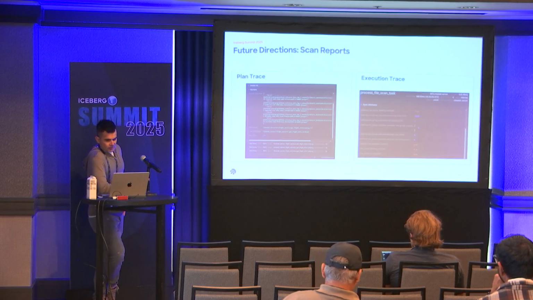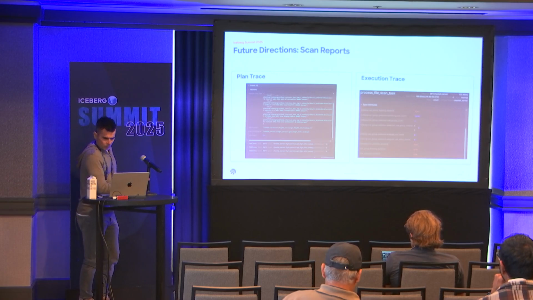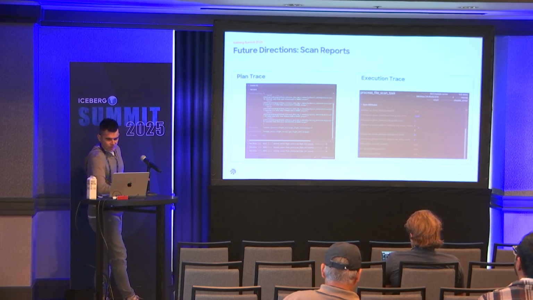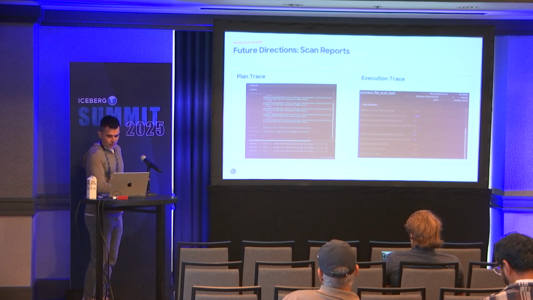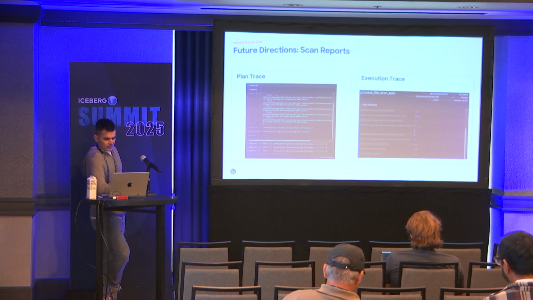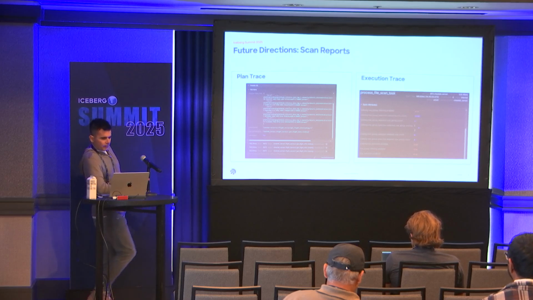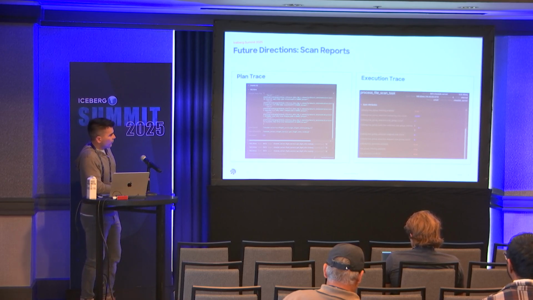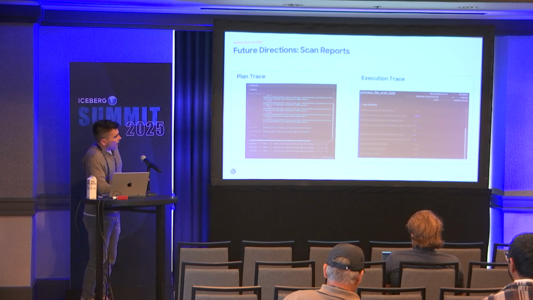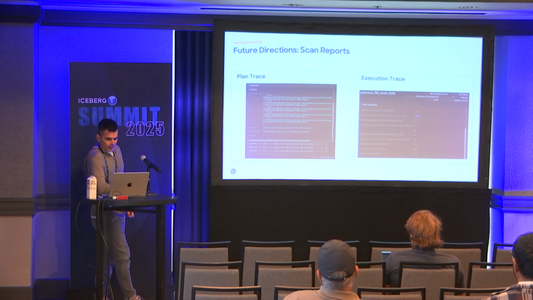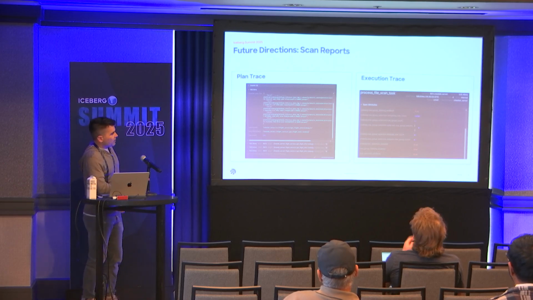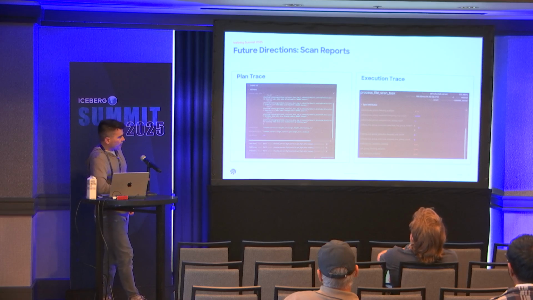Iceberg Java also has scan reports, but we don't really have that yet in Iceberg-Rust. But what we have been able to do is add attributes to the traces that give us similar capabilities via the exported traces alone. So you can see here we're able to see the files that were hit for each query in the plan phase, and looking at the trace for the execution phase, we can see how many rows and row groups were filtered out as part of that execution step.